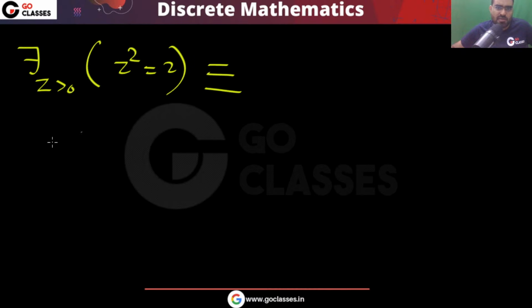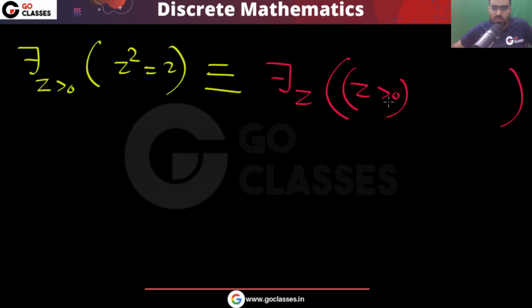Also, I want to tell you that if you want to say that there is a z which is greater than 0 such that z square is 2, the same statement you can write like this: there is a z such that it is greater than 0 and its square is 2. So like this you can write all these points.